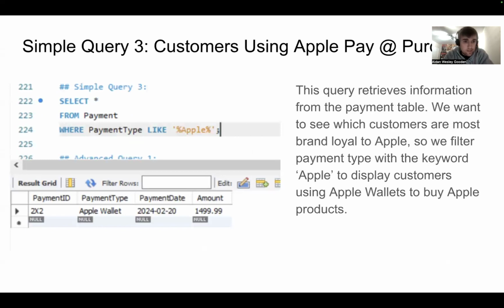This one is another simple query where we use LIKE to find payments made using Apple payment methods. So it's Apple Pay. And this is monitoring the brand loyalty, which is one of our main goals of making this database, to see which customers live and breathe Apple.